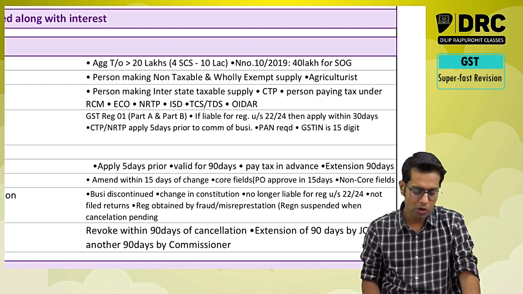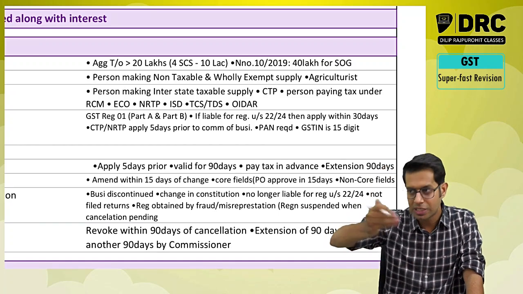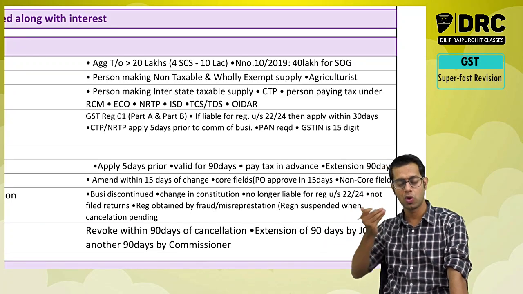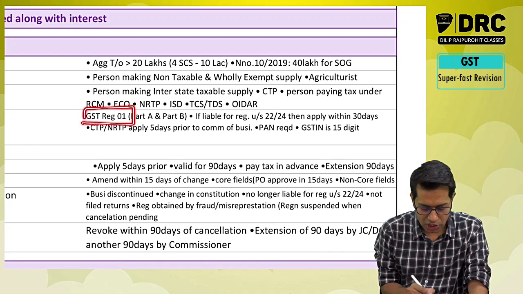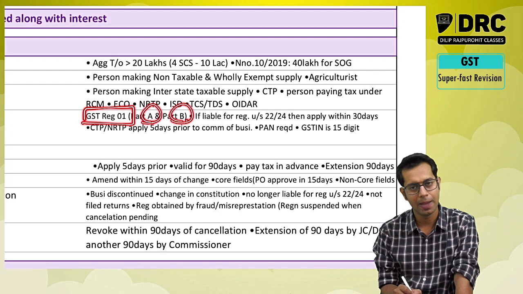Normally you are required to apply for registration within 30 days of becoming liable. If you are a casual taxable person or non-resident taxable person, you will have to apply for registration 5 days prior to commencement of business. The application for registration is in form GST REG 01. It has two parts, part A and part B.